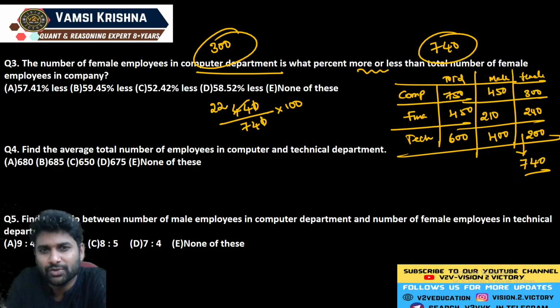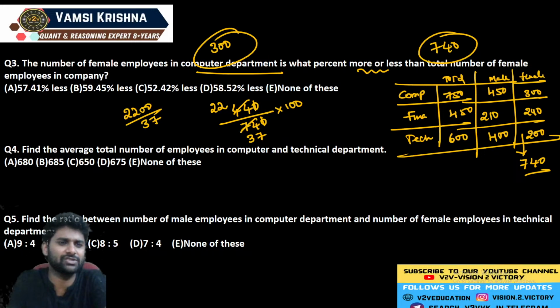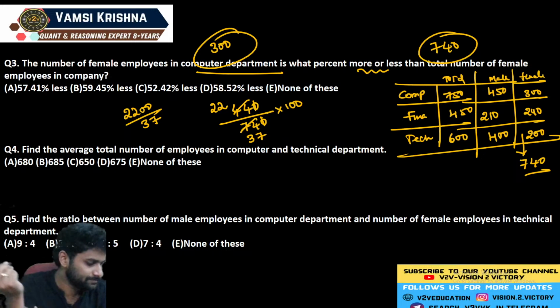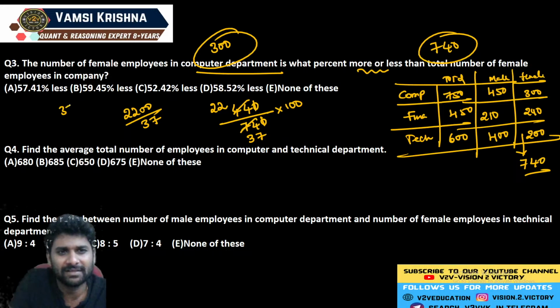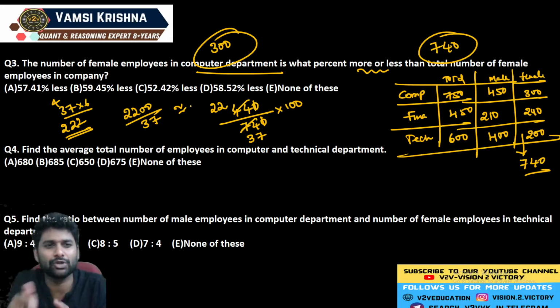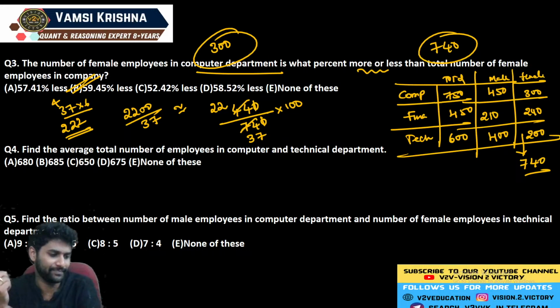Now here it's 22 and here 37, so the value is 2200 divided by 37. Just go through the calculation. Guys, see, 37 is multiplied by 6, approximately: 6 sevens are 42, 6 threes are 18, so 222. Guys, we have 220. Definitely the answer should be slightly nearer to 60%. Nearer to 60% we have 59.45.